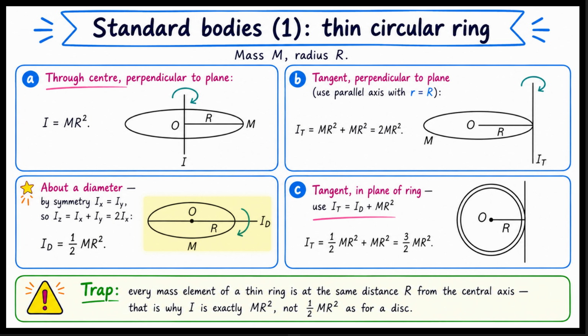Fourth, for a tangent axis lying in the plane of the ring, we apply the parallel axis theorem to get I equals ID plus mr squared, which yields 3/2 mr squared. Finally, look out for a common trap. Since every mass element of a thin ring is located at the exact same distance r from the central axis, its moment of inertia is exactly mr squared, not 1/2 mr squared as you would find for a solid disk.